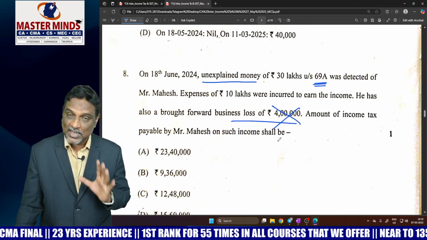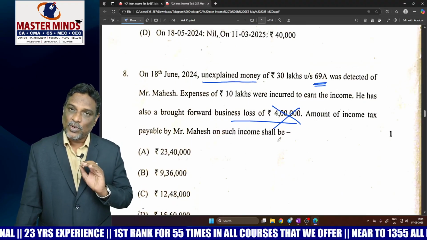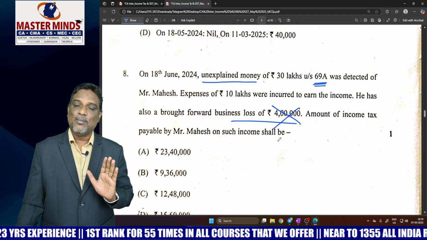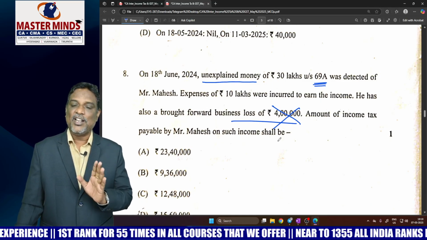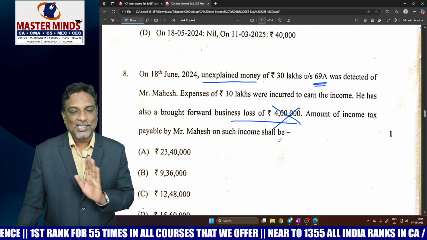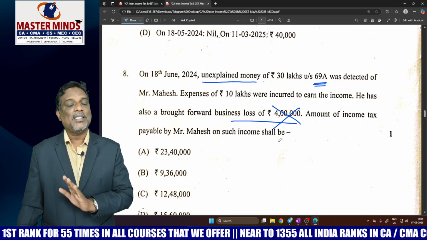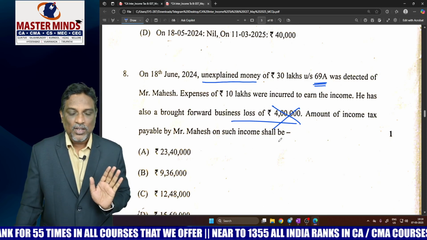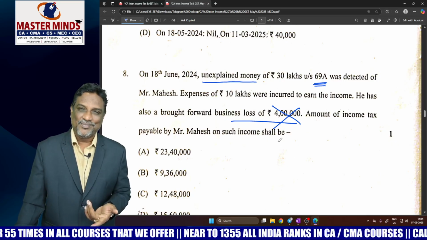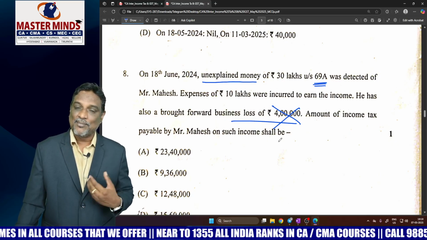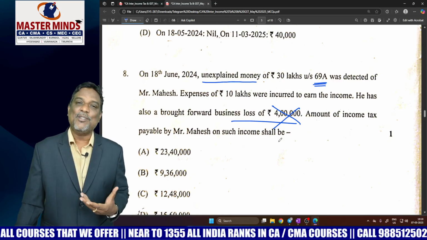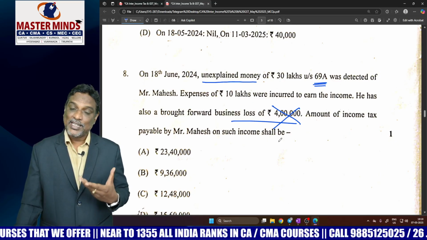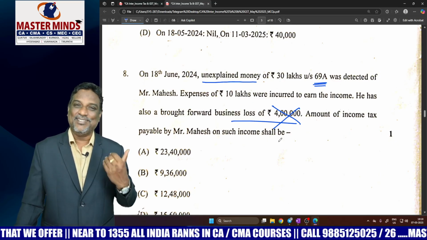My dear student, my conclusion is the paper is too easy. Of course, in the first problem, 1 or 2 adjustments felt difficult by some students. Except that, the rest of the paper is too easy. Even MCQs also. Generally, in every attempt MCQs are to some extent difficult when compared to the descriptive part. But this time MCQs also are too easy.